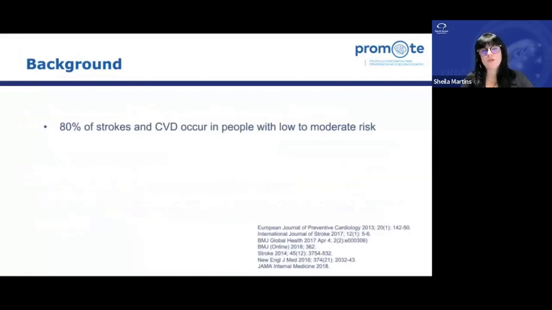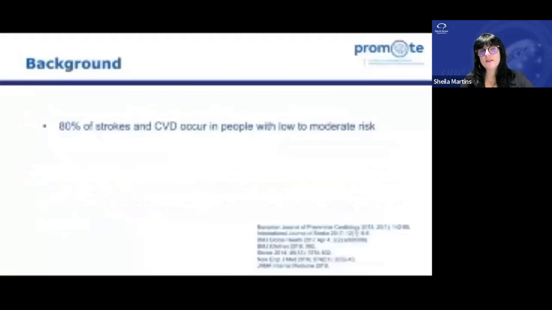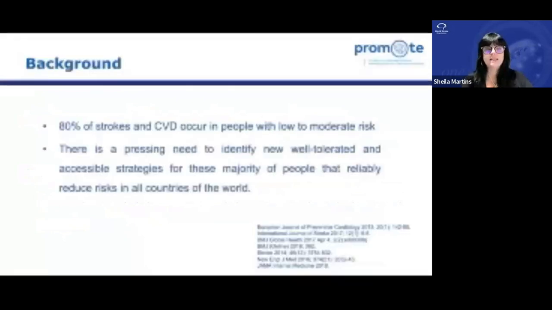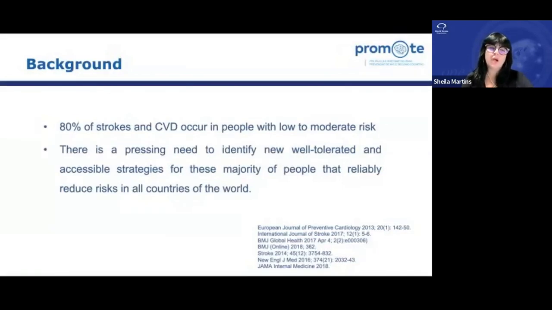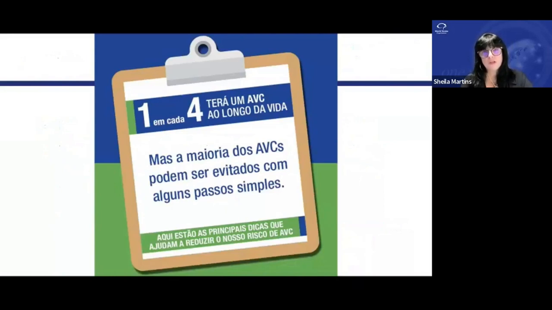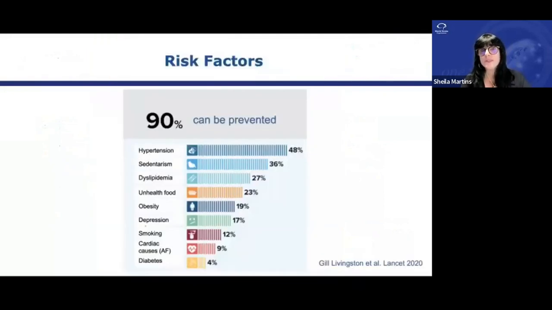80% of strokes and cardiovascular disease occur in people with low to moderate risk. There is a pressing need to identify new, well-tolerated, and accessible strategies for this majority of people that reliably reduce risks in all countries of the world. One in four of us will have a stroke in our lifetime, but we can decrease the risk by 90% if you control 10 main modifiable risk factors.